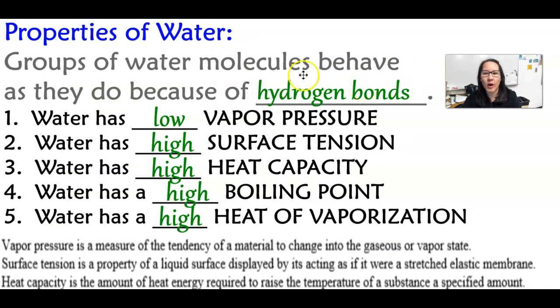So, properties of water. Groups of water molecules behave as they do because of the hydrogen bonds that they have. If you try to boil water, it takes a long time to get the liquid to change into a gas. It takes a lot of energy to break apart the intermolecular forces, and so you're going to have a low vapor pressure. It's going to evaporate slowly, a low vapor pressure.